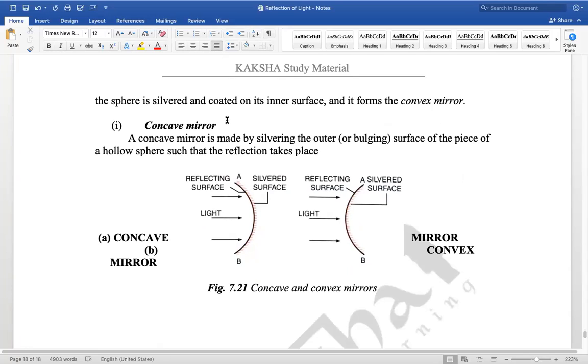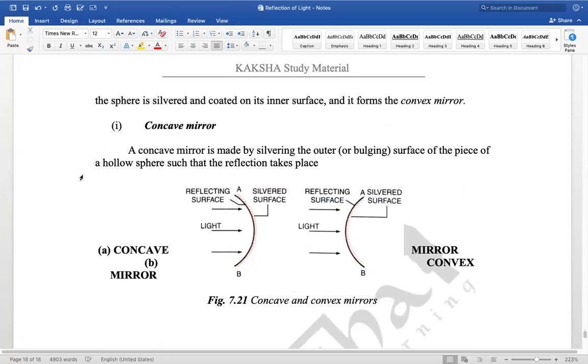So, first, a concave mirror is made by silvering the outer surface of the piece of a hollow sphere, such that the reflection takes place.